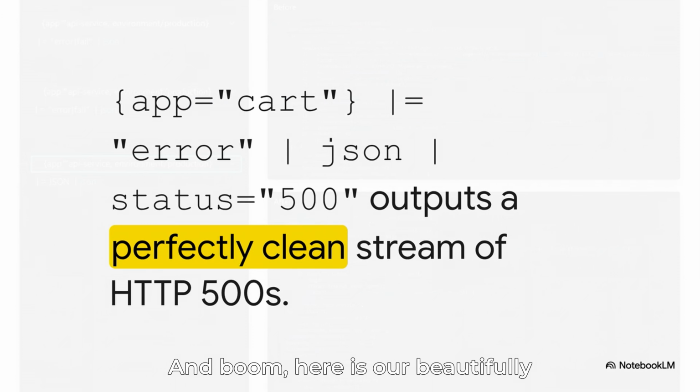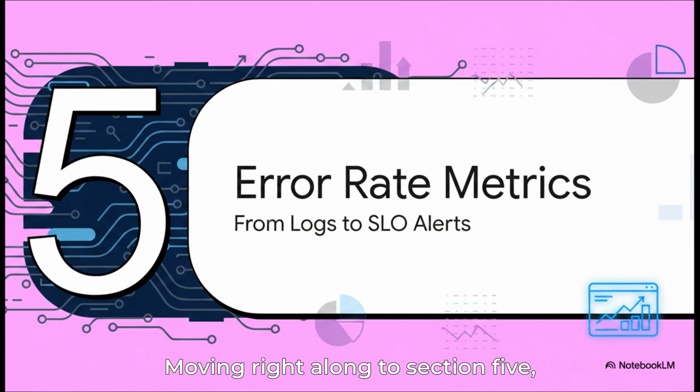And boom, here is our beautifully refined query 3. App equals cart, L equals error, JSON status equals 500. It's elegant, it is highly efficient, and it outputs a perfectly clean stream of only the exact HTTP 500 errors coming from the cart service. This is exactly the kind of precision query you want to type into a Grafana Play sandbox when you're hunting down a stubborn bug.